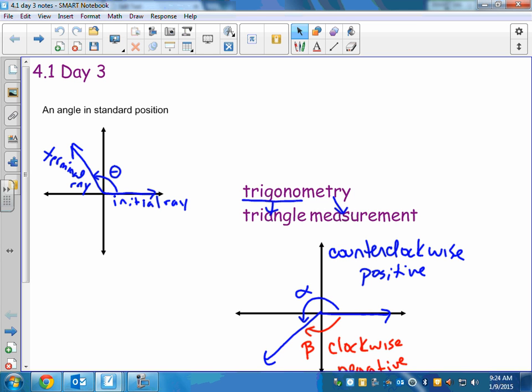And we usually label that with a Greek letter or another letter, or if they tell you something like 4 pi-thirds, you can actually just put 4 pi-thirds there. We're going to do some of those in a minute. I skipped the next slide. We'll come back to it in a minute.